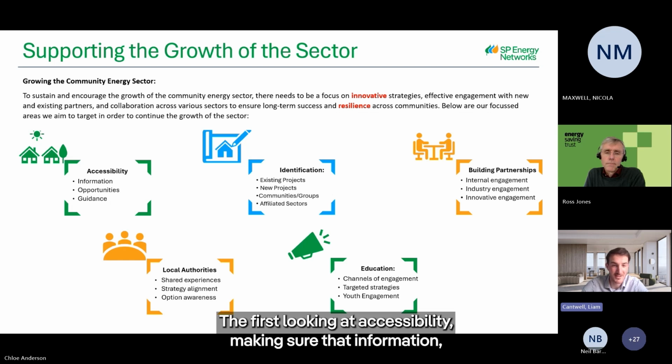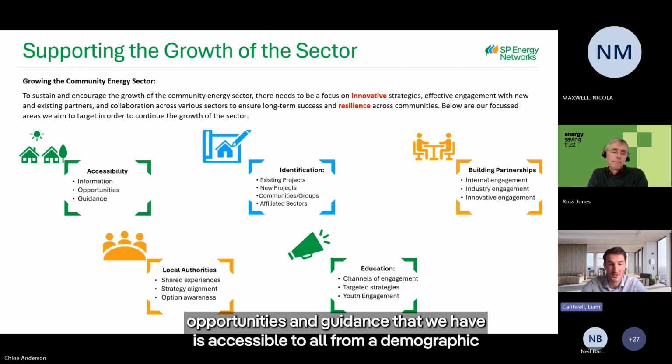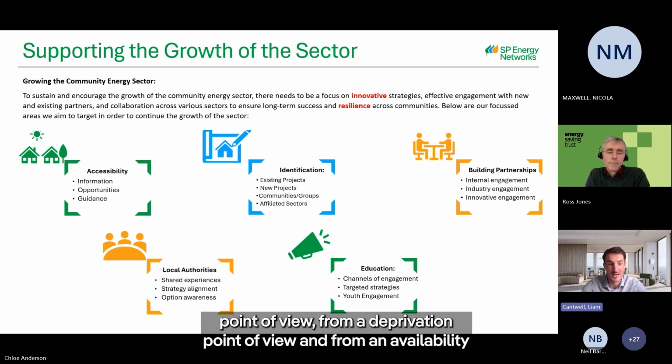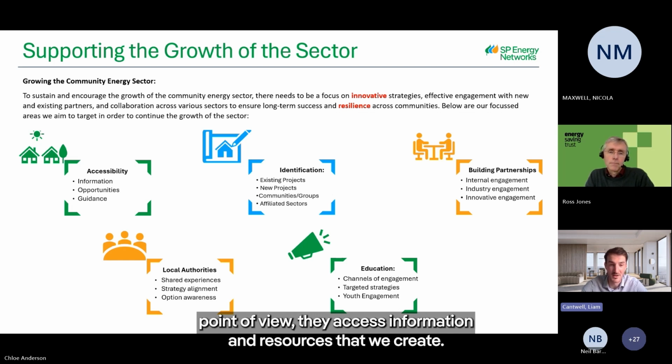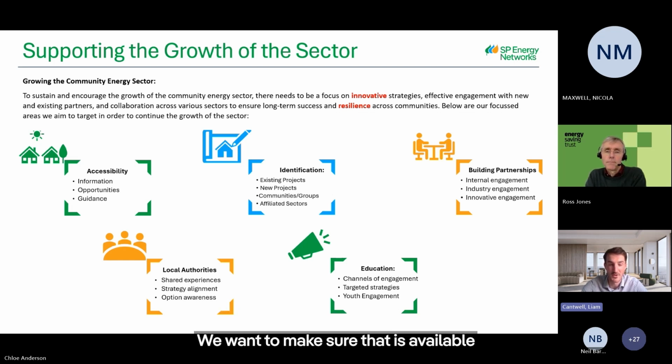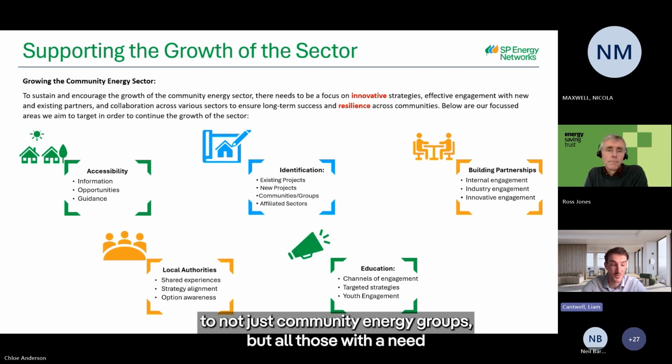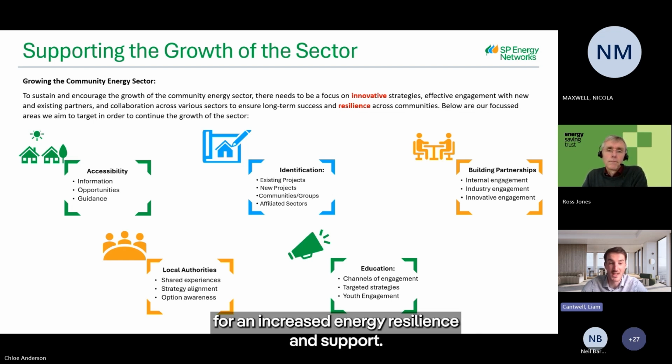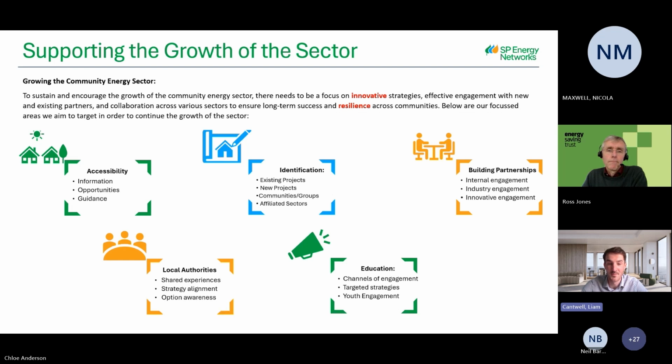The first, looking at accessibility, making sure that the information, opportunities and guidance that we have is accessible to all, from a demographic point of view, from a deprivation point of view, and from an availability point of view. The access, information and resources that we create, we want to make sure that it's available to not just community energy groups, but all those with a need for an increased energy resilience and support.